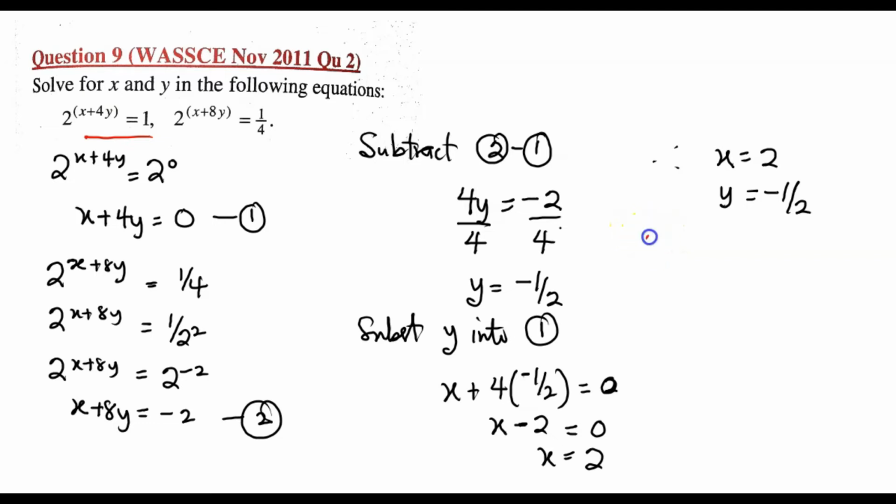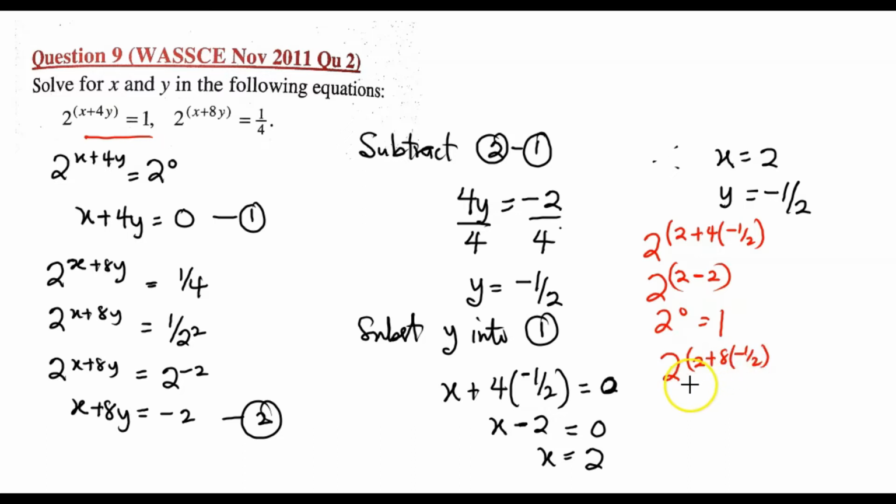So that is going to give us 2 to the power x value, which is 2, then plus 4 into bracket, the y value negative half. When we simplify the bracket, it will give us 2 to the power 2 minus 2. And that leads us to 2 to the power 0, which gives us an answer of 1. Likewise, we can verify for 2 to the power x value, which is 2, plus 8 times negative half. And simplifying the brackets, we have 2 to the power 2 minus 4.